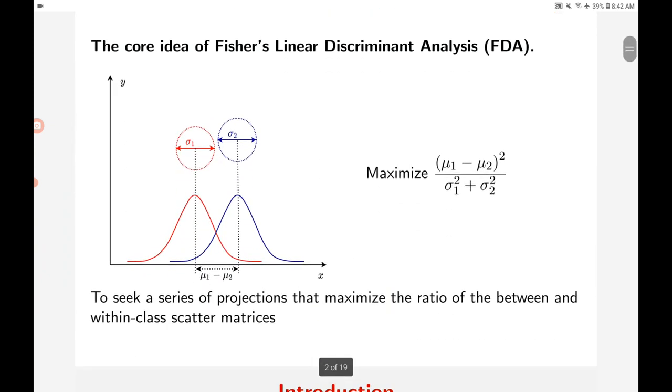So you can recall that the core idea of Fisher discriminant analysis is to seek a series of projections that maximize the ratio of the between and within class scatter matrix. An example can be seen in the figure. Here we have the two classes and we would like to maximize (mu1 minus mu2) squared over sigma1 squared plus sigma2 squared.